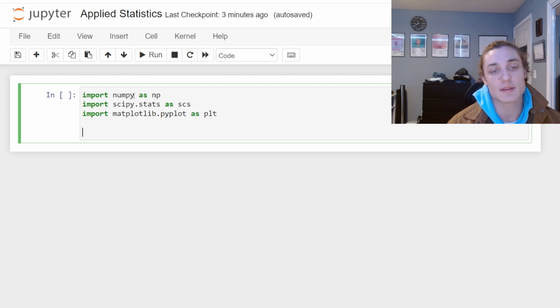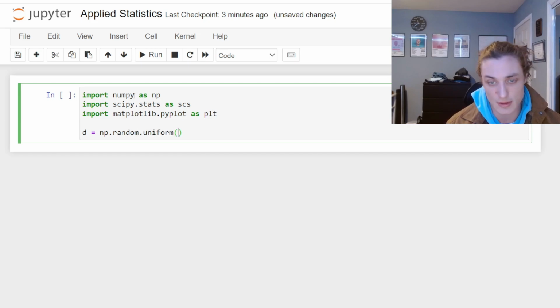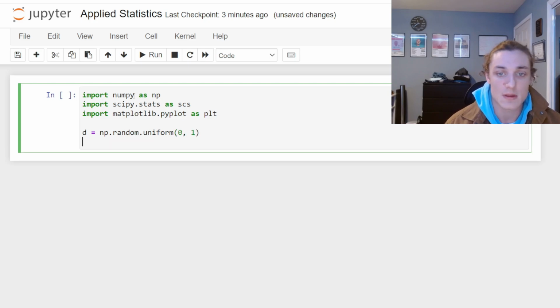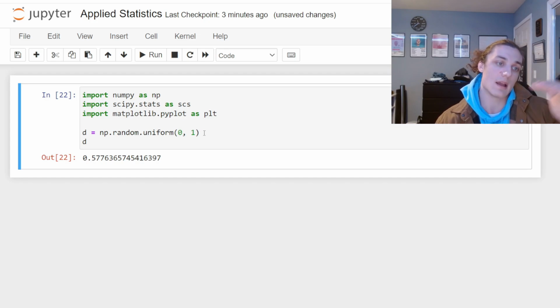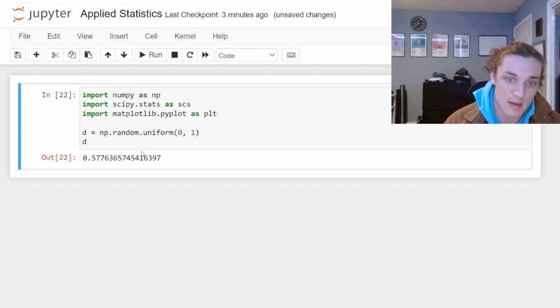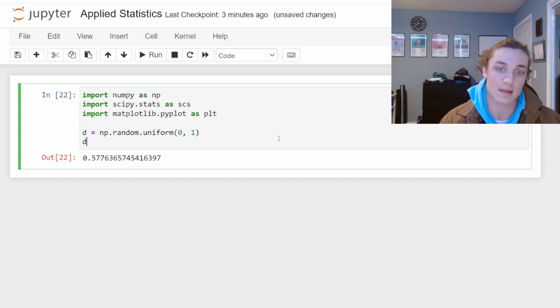Alright, so let's say that I have D, and this is going to be a random vector. We're going to use a uniform distribution, and let's just use a standard uniform distribution, okay? So this is going to create one draw from the standard uniform distribution, right? I can keep doing this. Each draw has equal probability, such that it's a flat line, right? If we were to draw the probability density function, it would just be a flat line.